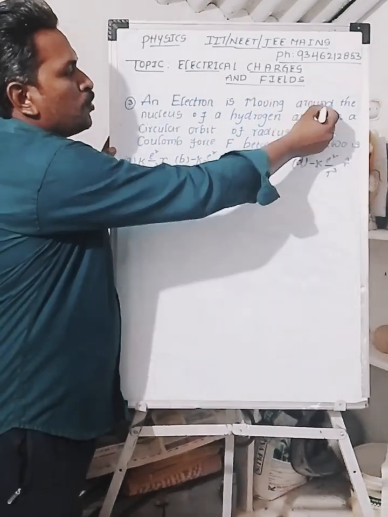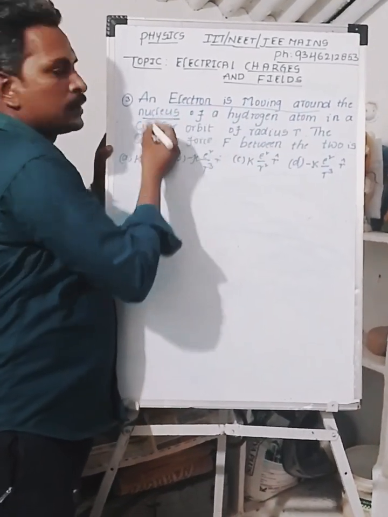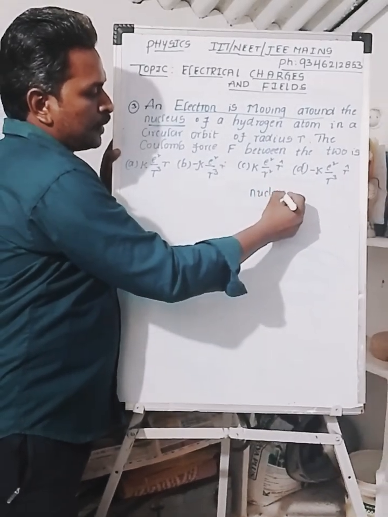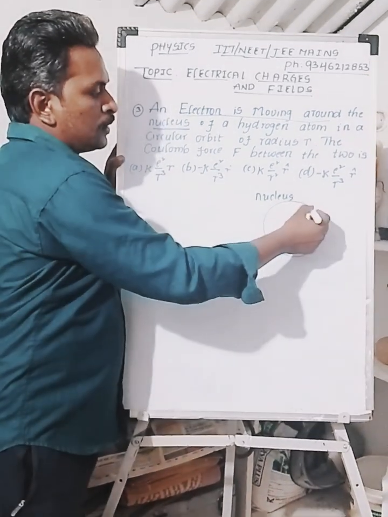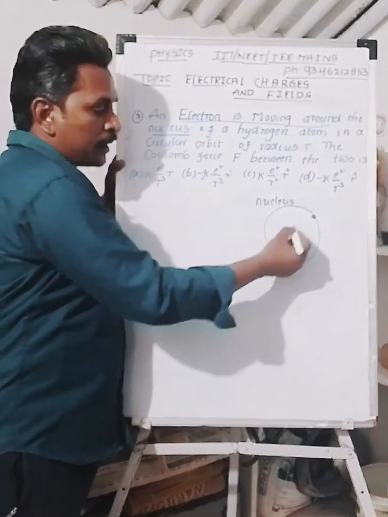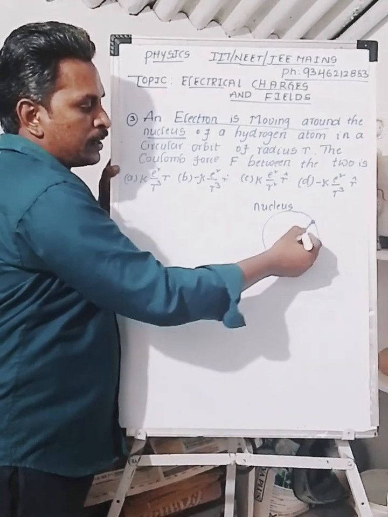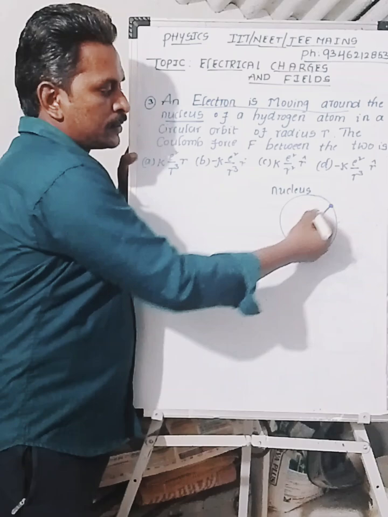An electron moving around the nucleus. The nucleus is the center of the atom, so the electron revolves around it. The force applied here is the electrostatic force between the positive and negative charges, with a radius r.